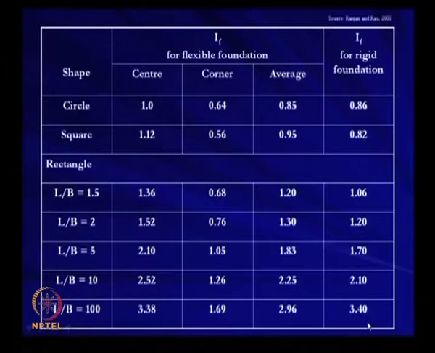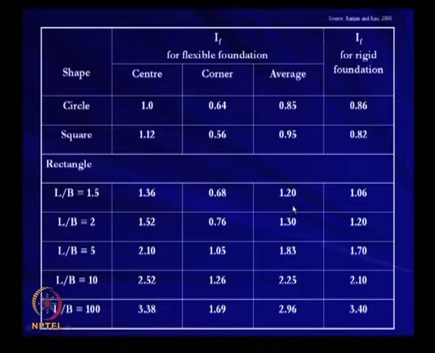Now, for most of the cases, it is observed that if we compare the center influence factor for the flexible foundation and the influence factor for the rigid foundation, the influence factor for the rigid foundation is 0.8 times the influence factor of the flexible foundation at the center, because it is almost 0.8 times.